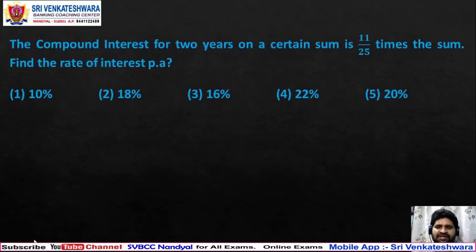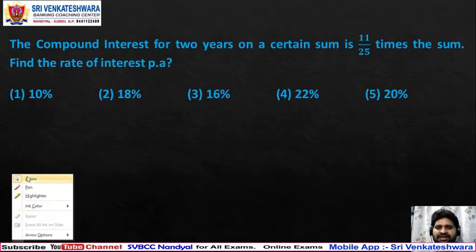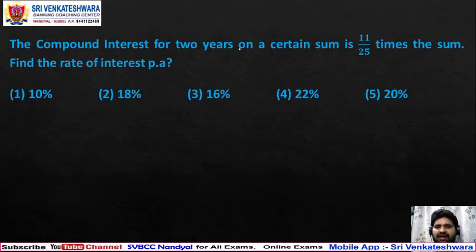Now the question is with respect to compound interest. The compound interest for 2 years is 11 by 25 times of the sum. Find the rate of interest. Compound interest is 11 by 25 times of the sum. Sum I don't know, na. So which I give as 100%. It is producing 11 by 25 of the sum.